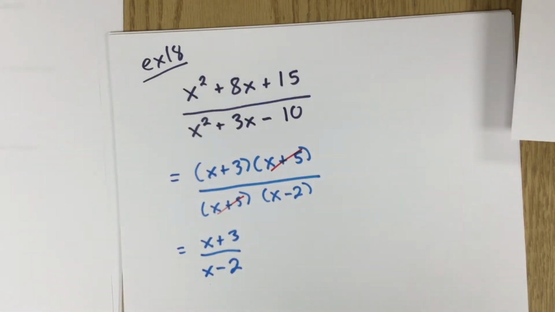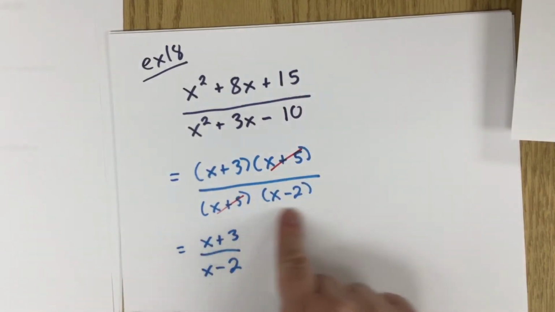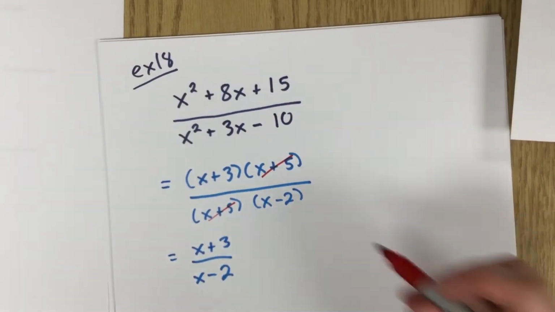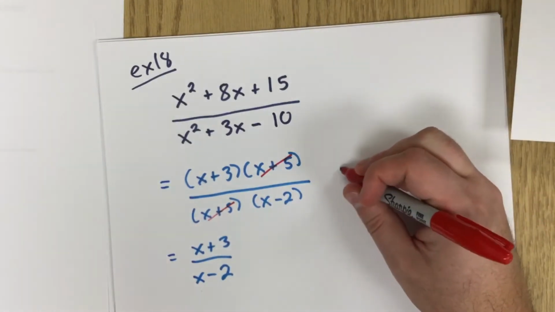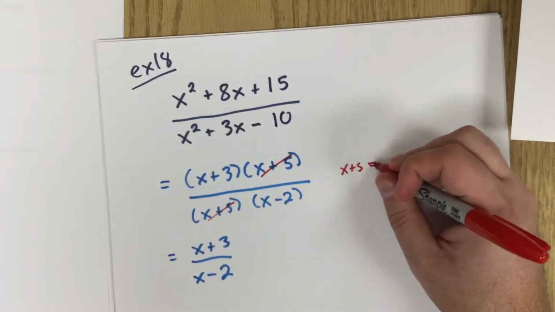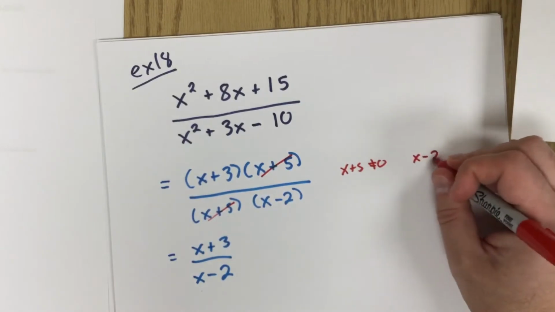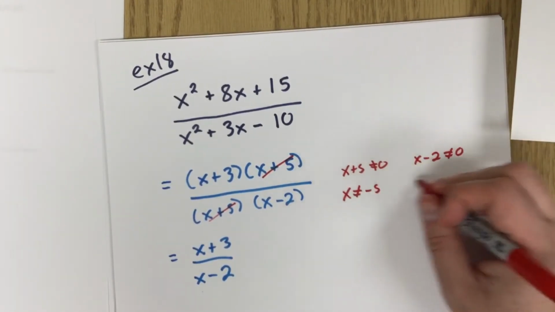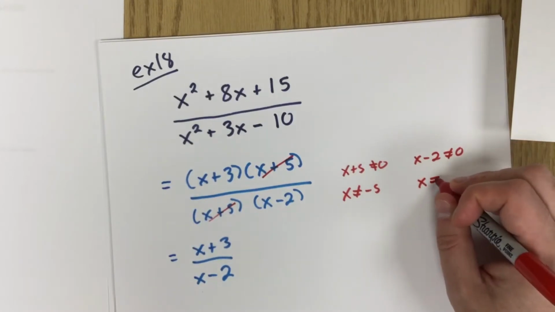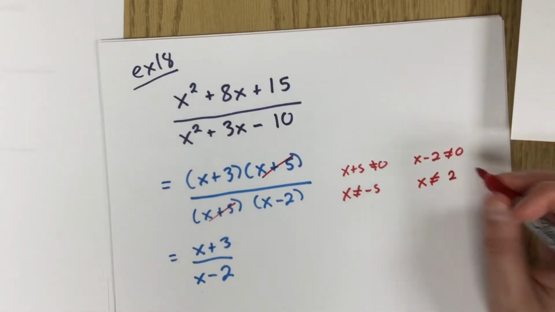There are some restrictions, of course, and probably the best line to look for restrictions would be the second line here. So we know that the bottom cannot be 0, so we know that x plus 5 is not equal to 0, and x minus 2 is not equal to 0. So x can't be negative 5, and x can't be positive 2.